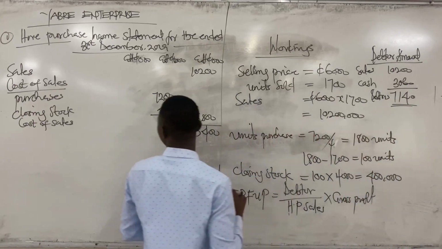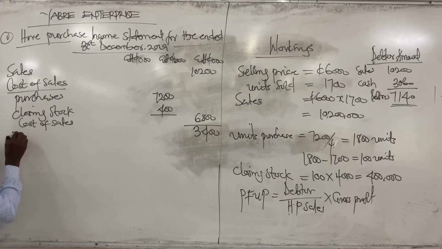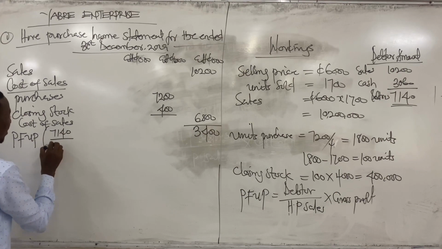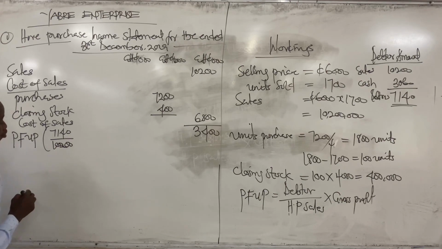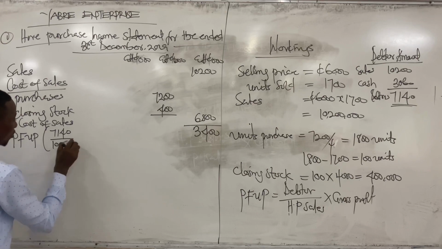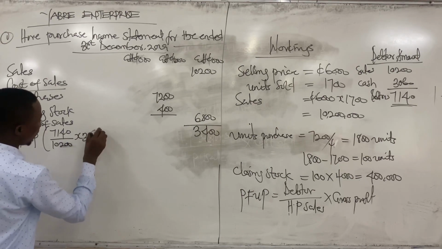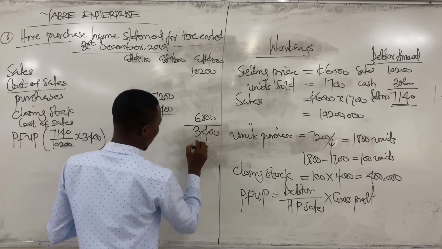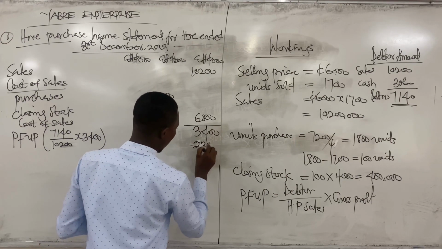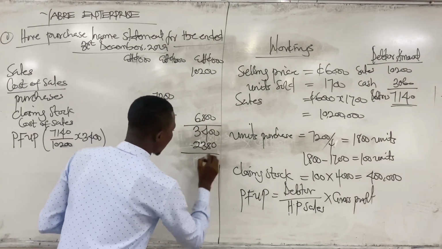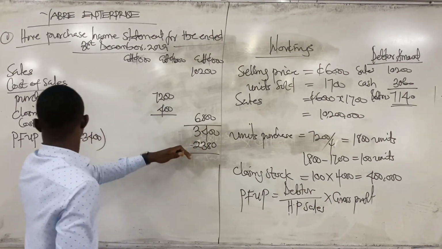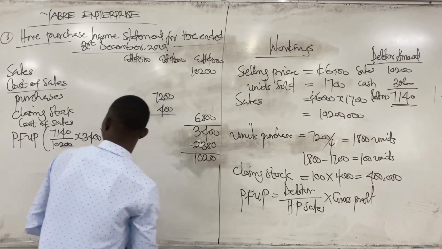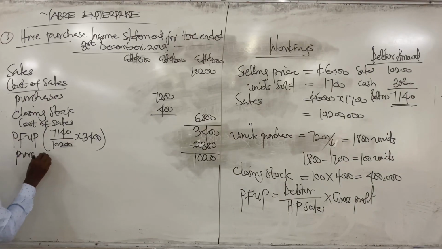All right. So with this, we can now determine our provision for unrealized profit. The provision for unrealized profit is the debtors of 7,140 divided by the total sales of 10,200, multiplied by the gross profit of 3,400. The provision for unrealized profit is now 2,380. In order to determine the true profit, we take this provision for unrealized profit from the total gross profit we had initially. That will give us 1,020 as the pure gross profit.